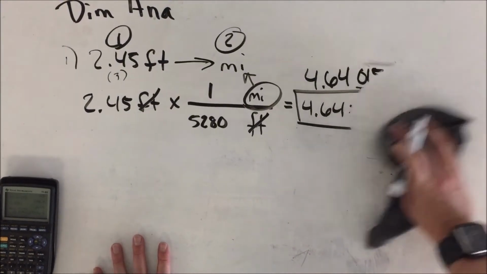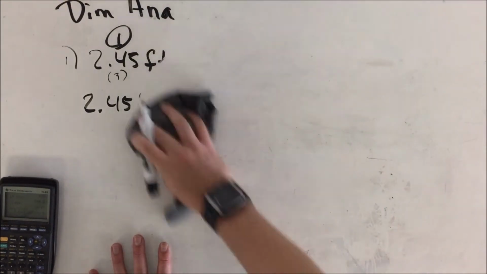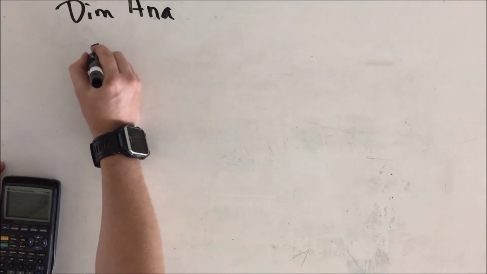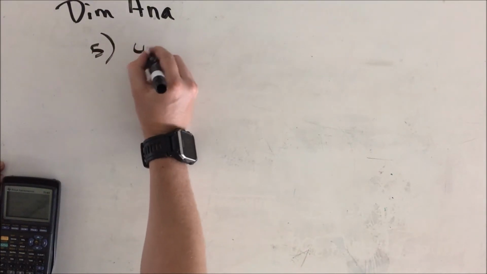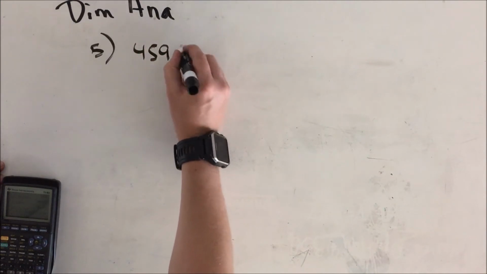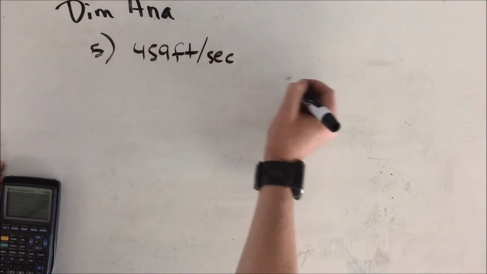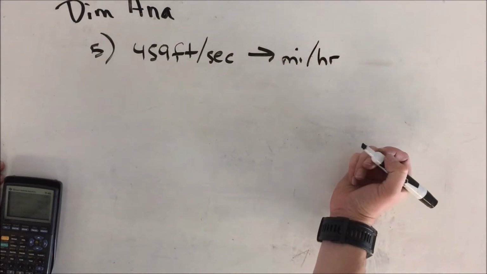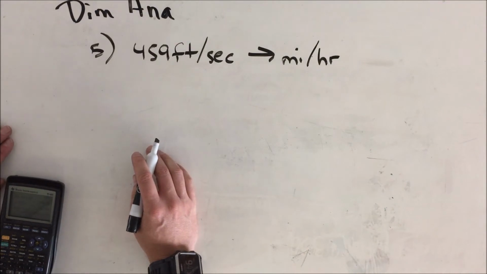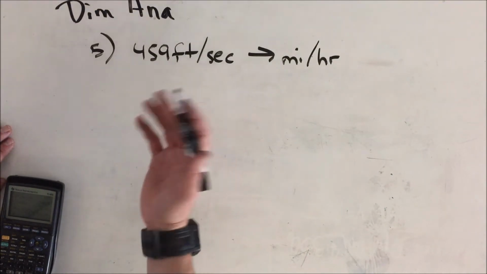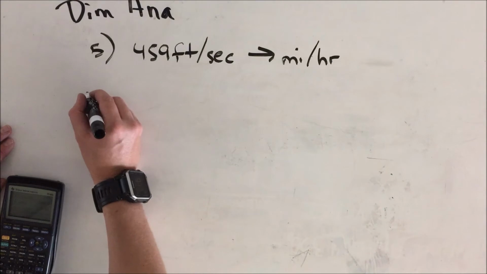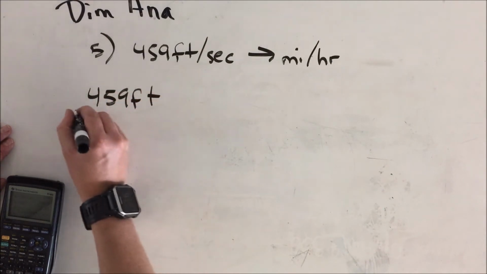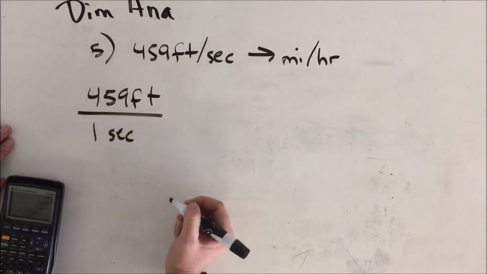In my next example, I'm going to do number 5 from the worksheet, and that is 459 feet per second, and they want me to turn that into miles per hour. Now this is ever so slightly more difficult, but not so much. Really what we're doing is we're starting with what we're given. Again, 459 feet, and I'm going to write it like this, per 1 second.